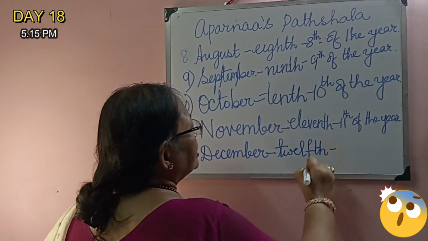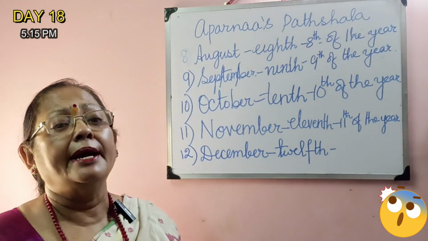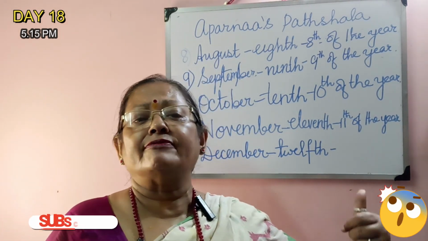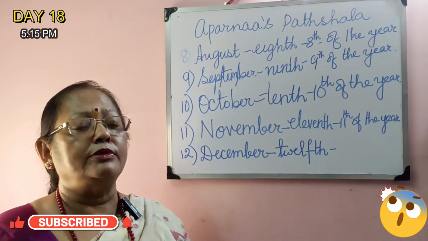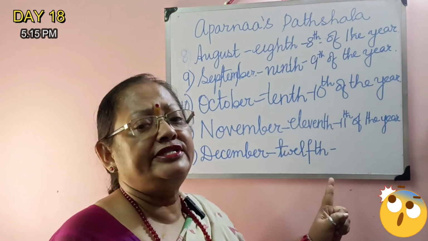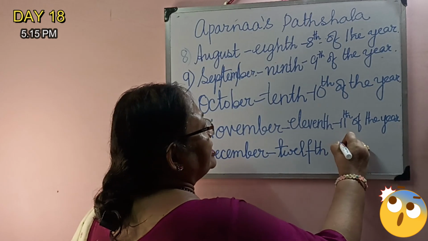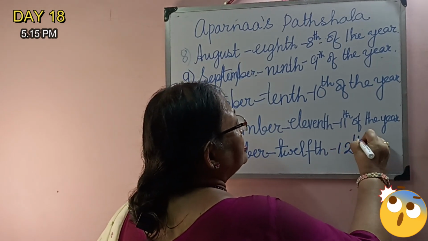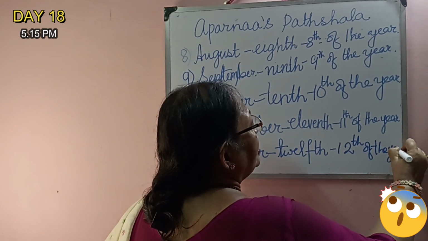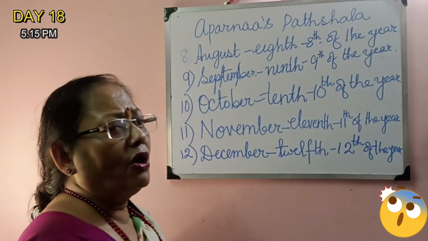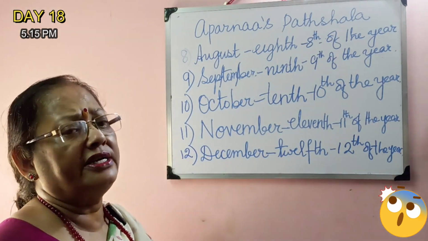T-W-E-L-F-T-H. We know the spelling of 12 as T-W-E-L-V-E, but when we are writing in the form of ordinal numbers, we will be writing T-W-E-L-F-T-H, 12th. So here comes the last month of the year, the 12th month of the year. So we have completed all the 12 months' ordinal numbers of the year.